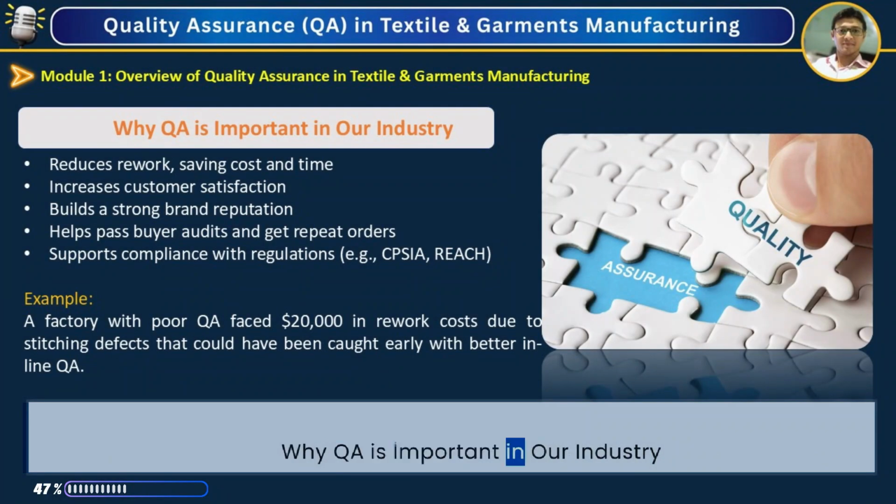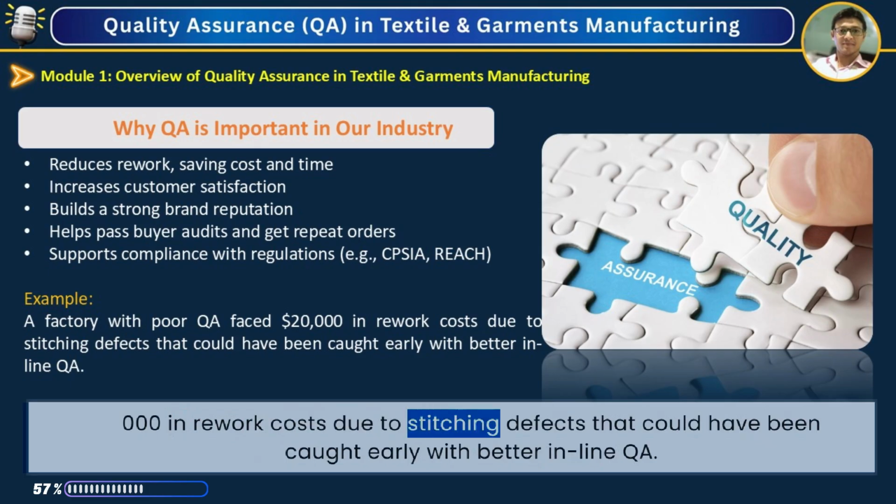Why QA is important in our industry? QA helps to reduce rework, saving cost and time, increases customer satisfaction, builds a strong brand reputation, helps pass buyer audits and get repeat orders, supports compliance with regulations. Example: a factory with poor QA faced $20,000 in rework costs due to stitching defects that could have been caught early with better inline QA.